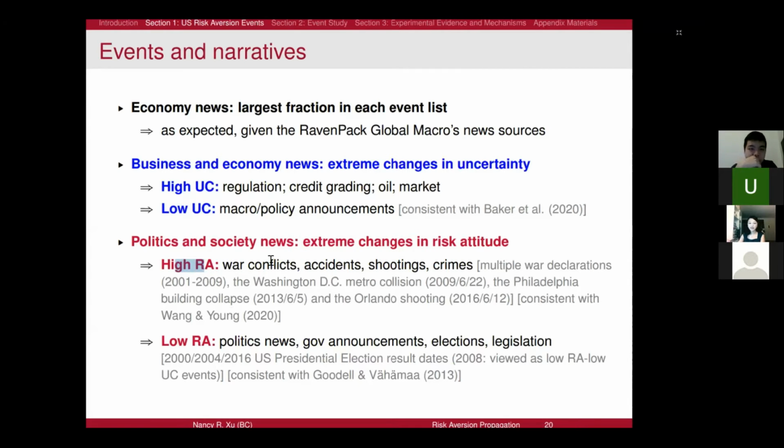And in terms of politics and society news, we found that in high risk aversion news, you see war conflict, you see accidents, you see shootings. In the US, there's a lot of shootings going on, which is not good. And it shows up in asset prices, right? People are scared, crimes. Low risk aversion, we typically see elections. It's very interesting, right? Regardless of the parties, because in the US there's always two parties fighting, these events always go into this low risk aversion bucket.